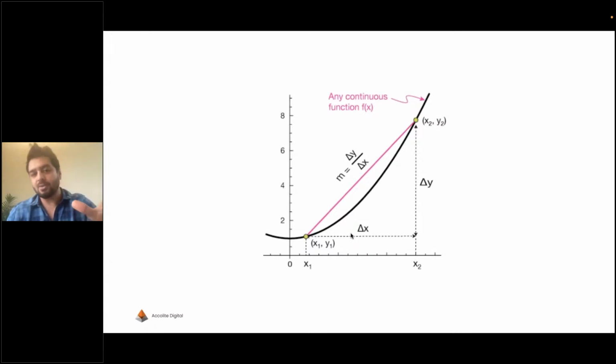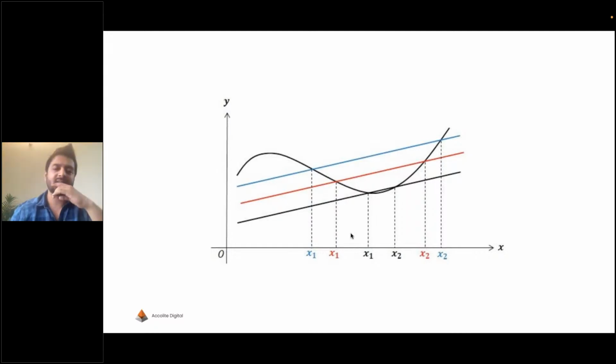We'll skip over the calculus, but the idea is that whatever 2 points you are taking on your line, you just start reducing the distance between them. And stay with me here, because this will all make sense when we look at why we need the slope itself.